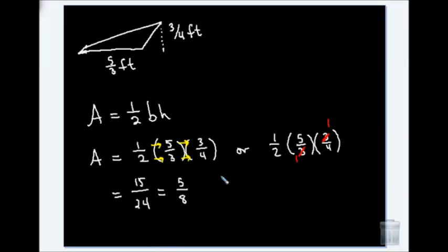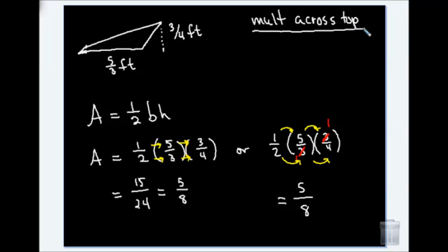Or like I said, if you'd like to cross cancel, I can cross cancel first, and I do 1 times 5 times 1 and 2 times 1 times 4. So 1 times 5 is 5 times 1 is 5. 2 times 1 is 2 times 4 is 8. So even if you have a long string of fractions, you multiply across the top and bottom. So is A equals 5/8? And it's square feet because it's area.